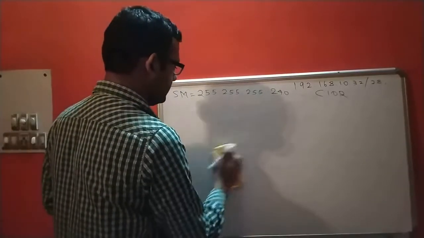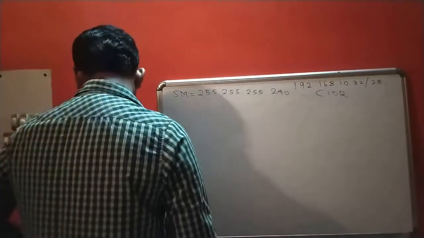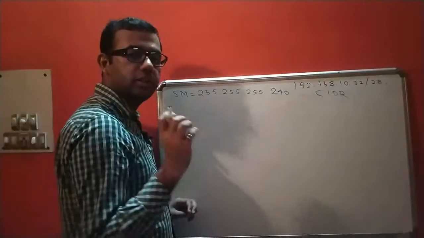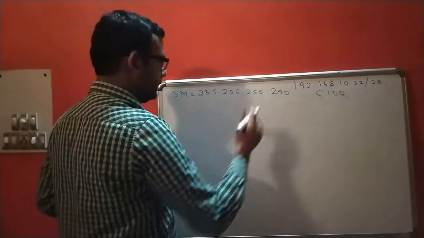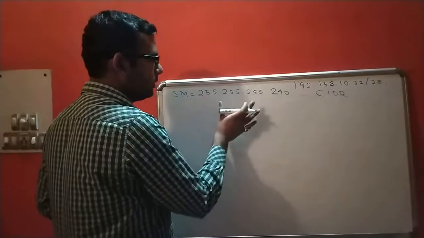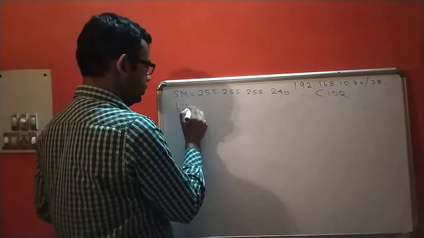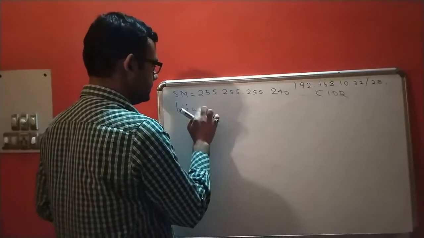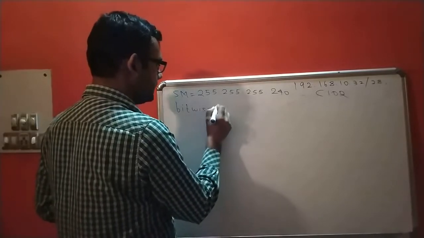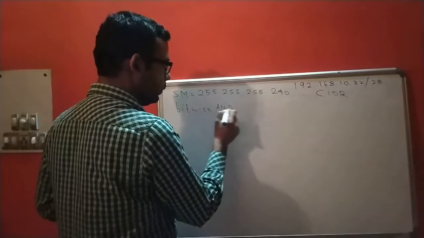So from this IP address, we have found the subnet mask. And what is that special feature of subnet mask? You take any IP address and you perform a bitwise AND operation with the subnet mask.